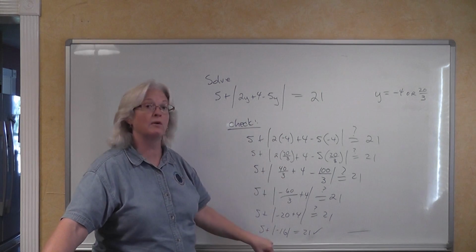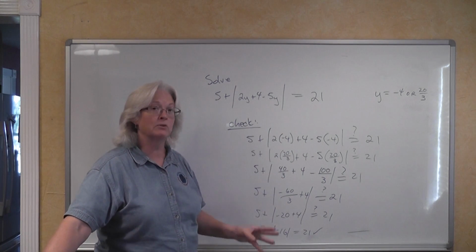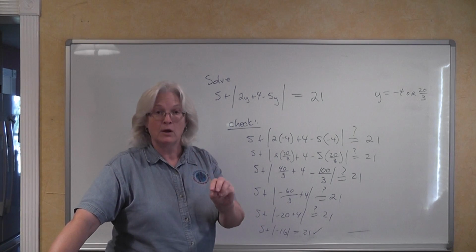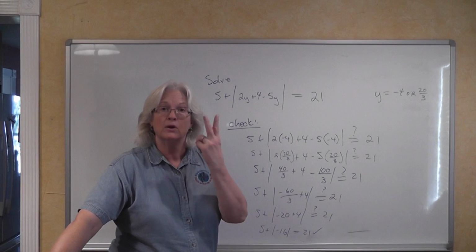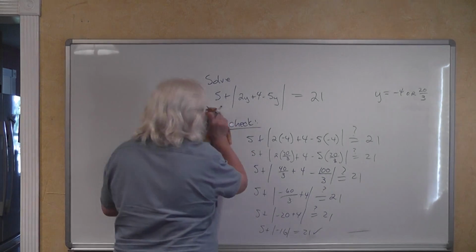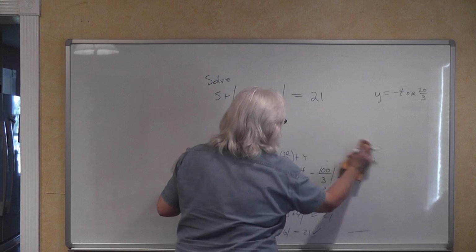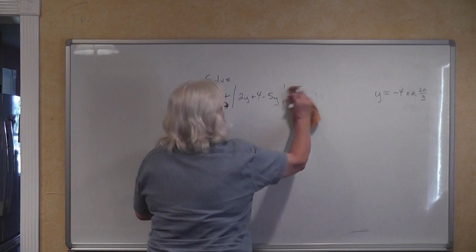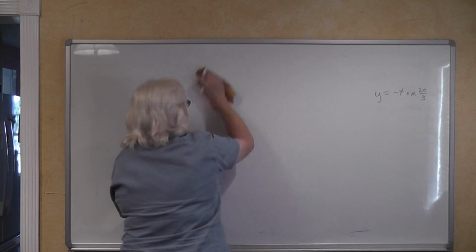And this was a much more involved check, but when you step through it, you see that it's true. So in summary, you will always have two solutions to an absolute value equation unless that solution happens to be 0, because 0 is its own opposite. So let me work one more for you.